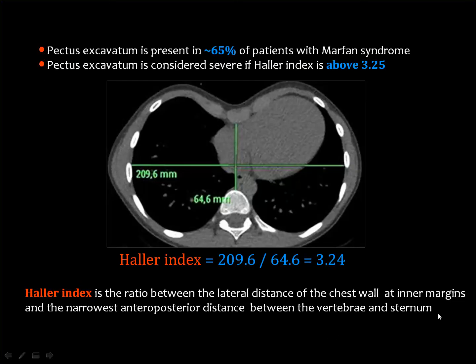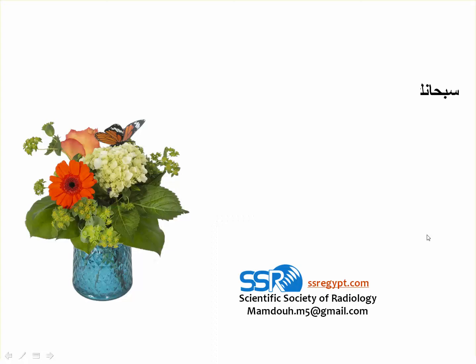Then pectus excavatum means that the sternum is depressed, and this is one of the criteria of Marfan syndrome. You measure the widest diameter of the chest and the narrowest anteroposterior diameter of the chest, and you divide both, and you got what's known as the Haller index. And the Haller index above 3.25 is considered positive for the diagnosis of Marfan syndrome.